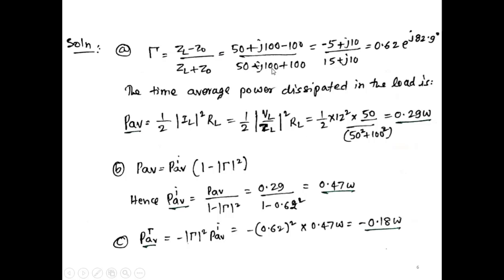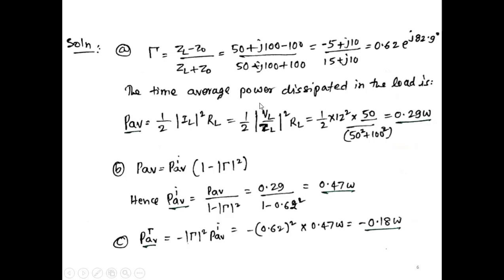Substitute the numerator and denominator, and if you simplify this, you will get (-5 + j10) divided by (15 + j10). Again, you convert rectangular coordinates to polar in the numerator and rectangular to polar in the denominator and divide these two. You get 0.62 e raised to j, angle is 82.9 degrees.